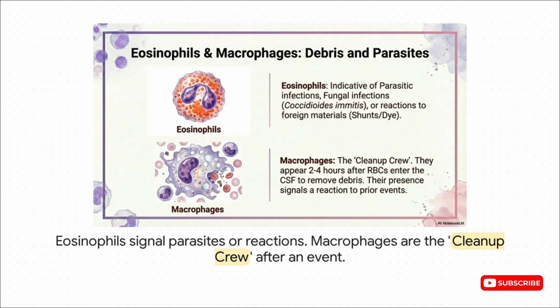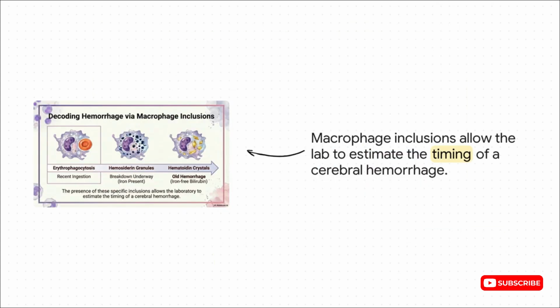I want you to think of these guys as the cleanup crew. They show up about 2 to 4 hours after red blood cells get into the CSF, and their job is to get rid of all the debris. So, seeing them doesn't mean there's a fight happening right now. It means they're reacting to something that's already happened. They're historical markers. And what these macrophages clean up tells a fascinating story, especially after a brain hemorrhage. This lets us actually decode the timing of the event.